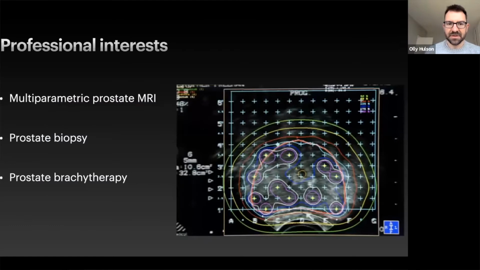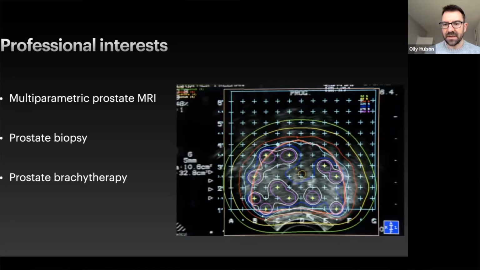So as I said, my professional interests relate to multi-parametric prostate MRI, particularly a good quality acquisition and good quality reporting. I'm interested in prostate biopsy, and particularly transperineal prostate biopsy under local anaesthetic, which I was involved in setting up here in Leeds, and template prostate biopsy mapping as well. And we're in the process of doing away with transrectal biopsy in the region.